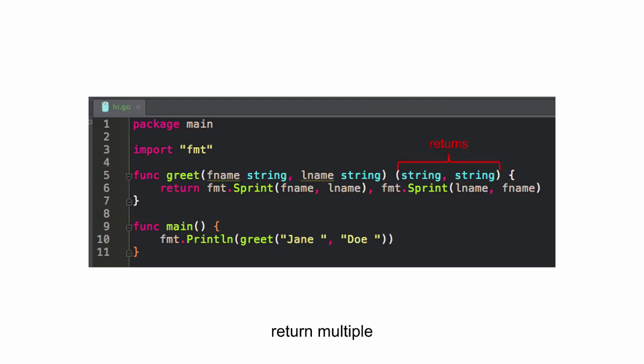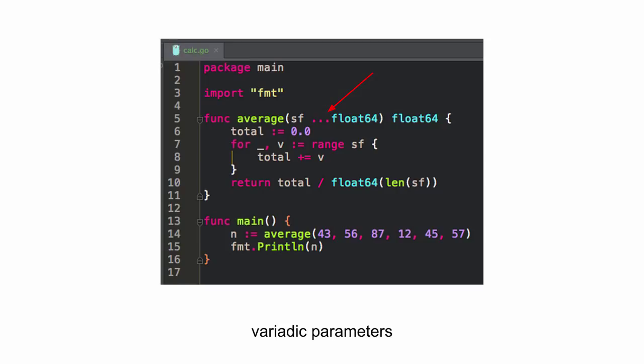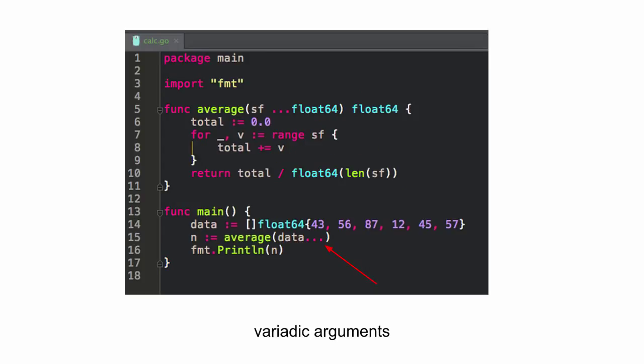And multiple returns. And then variadic, so that's the params because the dots are in front. And I'm passing in a varied number of floats. And then I could also do a slice of floats and do variadic arguments, dots afterwards.